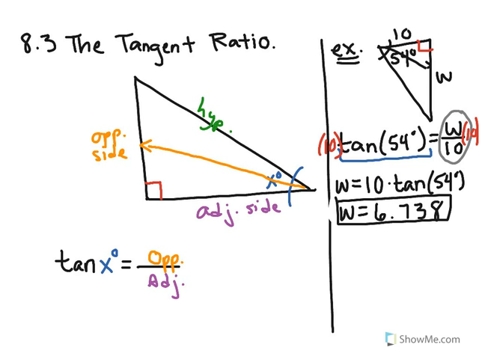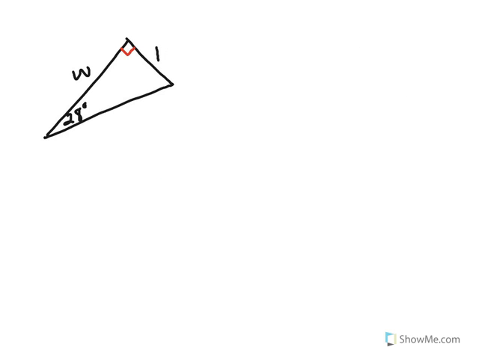Now, what about if it's the other way around? What if W is the adjacent side and not the opposite? Well, the process becomes a little bit more complicated. So I'm going to erase everything here to show you an example like that. Okay, so here we go. I have my degree measure, it's 28 degrees. So I'm going to write tangent of 28 degrees is equal to opposite over adjacent. Opposite is 1, and adjacent is going to be the non-hypotenuse side, which is W.